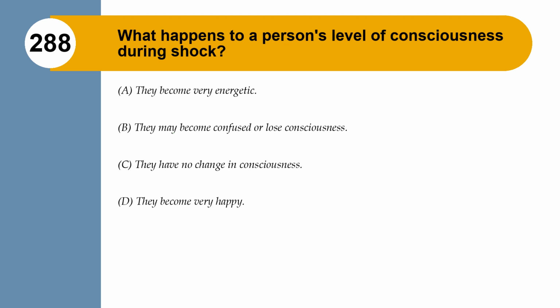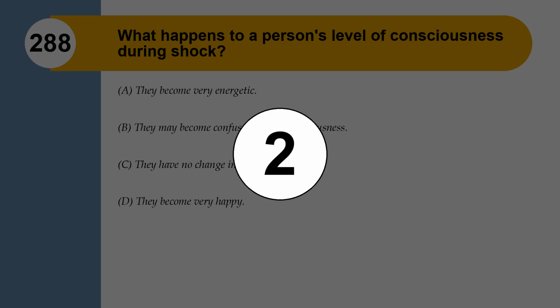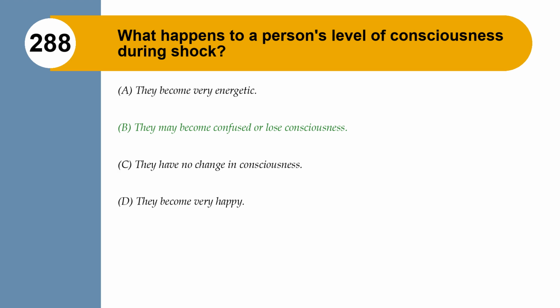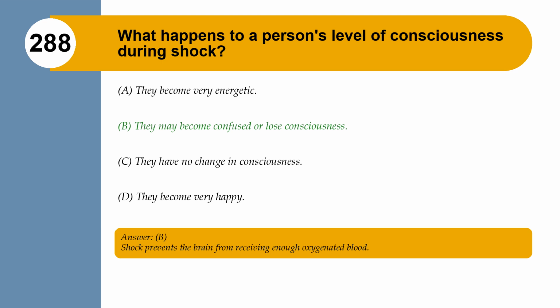Question 288. What happens to a person's level of consciousness during shock? Option A, they become very energetic. Option B, they may become confused or lose consciousness. Option C, they have no change in consciousness. Option D, they become very happy. The correct answer is option B. They may become confused or lose consciousness. Explanation. Shock prevents the brain from receiving enough oxygenated blood.